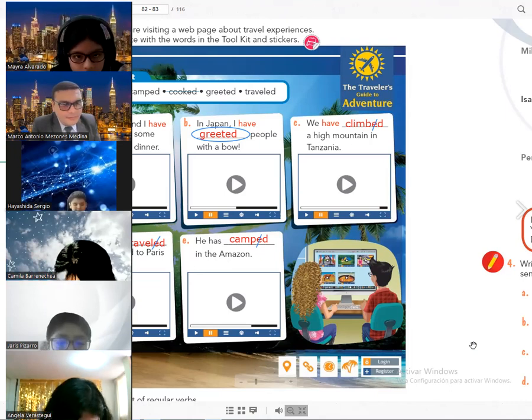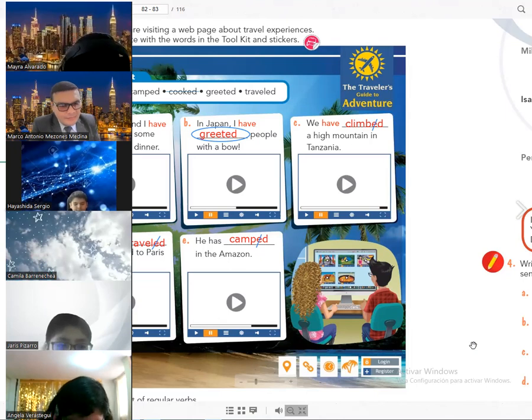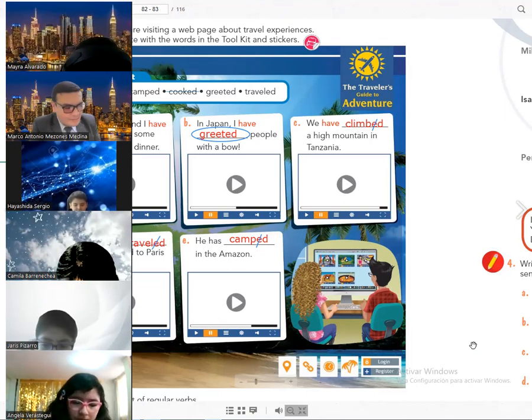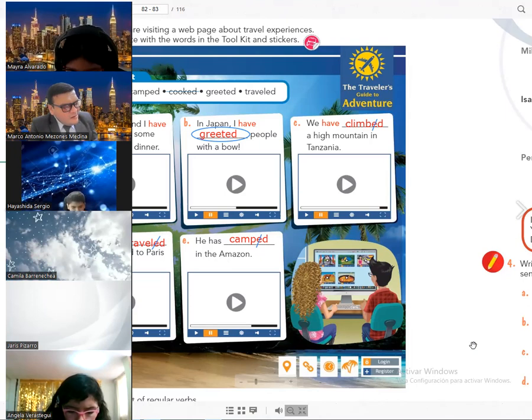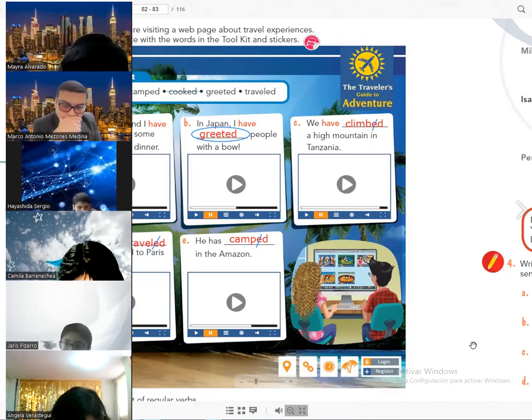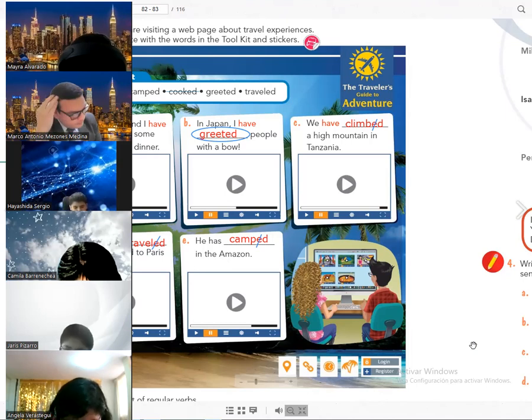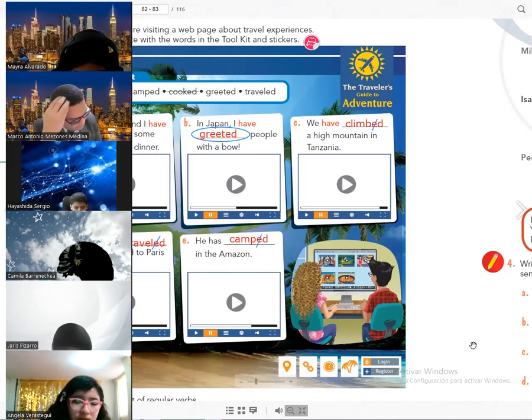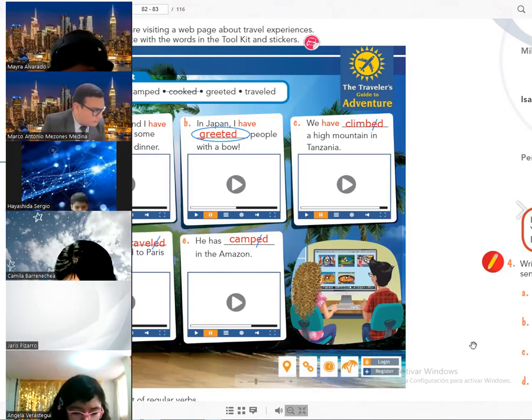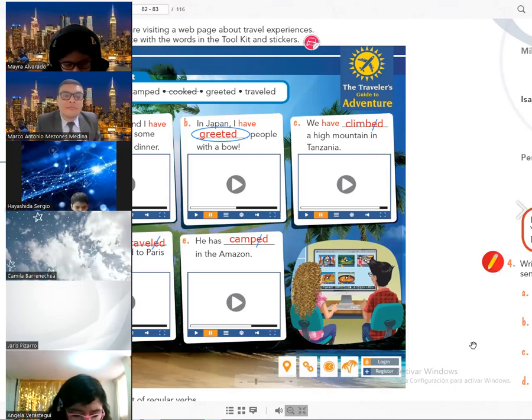My friends and I have cooked some fish curry for dinner. B. In Japan, I have greeted people with a bow. C. We have climbed a high mountain in Tanzania. D. Sara has traveled from Madrid to Paris by train. E. He has camped in the Amazon.